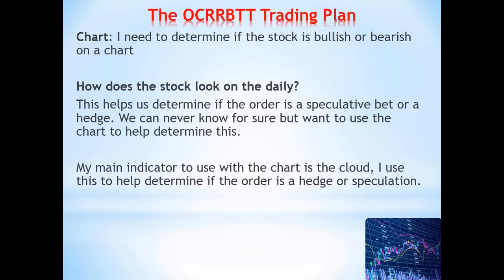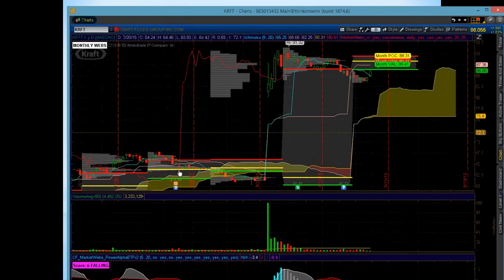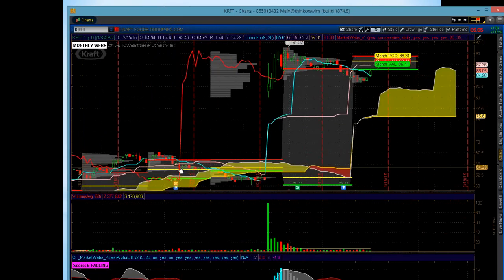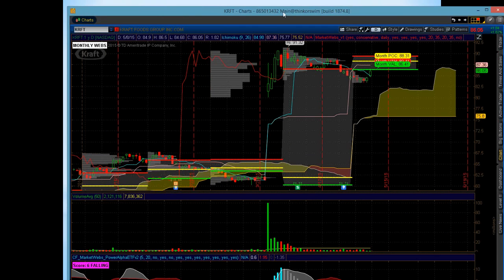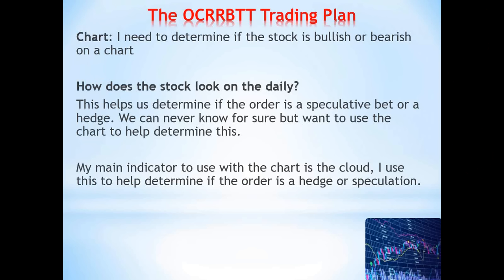Kraft was relatively strong on a chart. If I take a look at the chart, I can see that when that order hit the tape back here at the beginning of March, we were in a flat to upward trend, right? So it's not likely that it is a hedge.